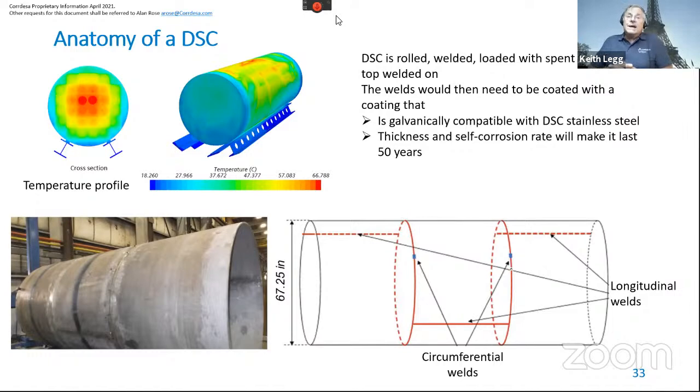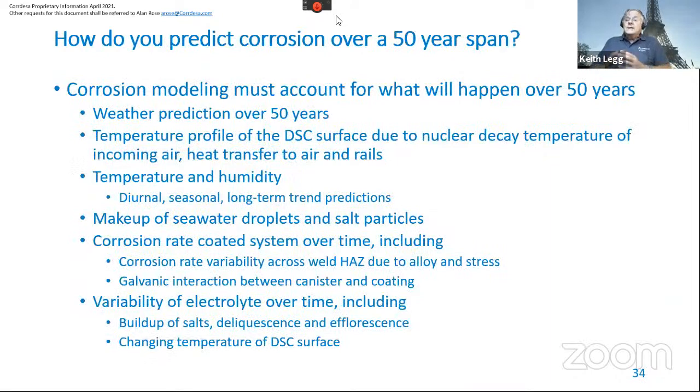This is actually a computational model of what one of these looks like with fuel rods in it. It has very variable temperature over its entire outside, temperature profiles, and that'll change over time. And the thing is made of rolled steel, and that has to be welded. And so you've now got to cover those welds because that's where it's going to corrode galvanically, because the welds are different now in material from the stainless around them. So next, yeah, and it's got to last for 50 years. How are you going to know that?